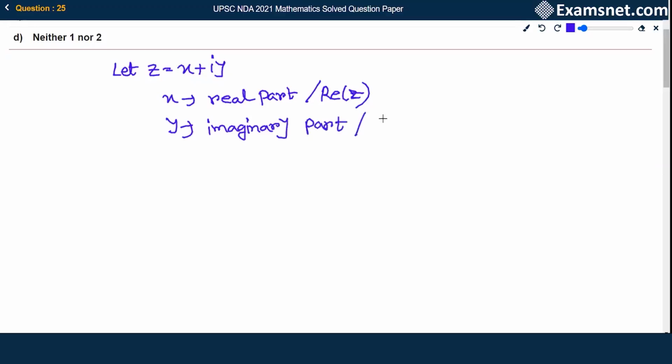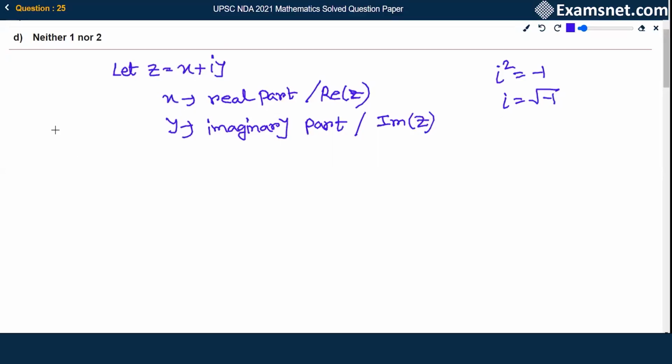Imaginary part, or can be denoted this way. Why is it called the imaginary part? Because y is associated with i. Here i is the imaginary number, whose square gives us the value -1, correct? So that means i equals root of -1. That is the value for i. So here y is the imaginary part.